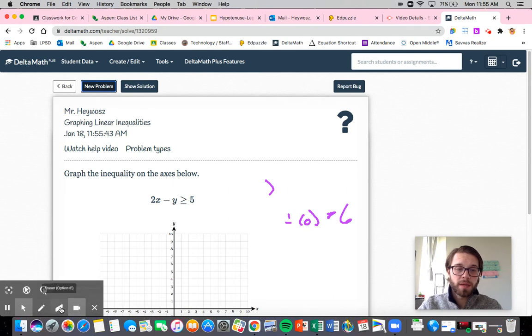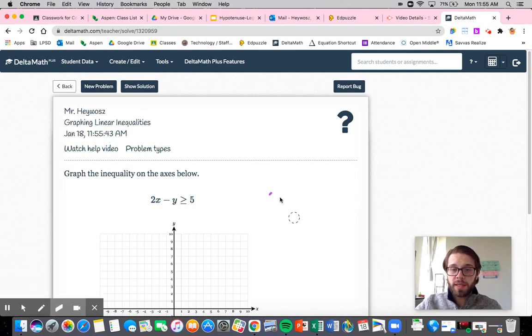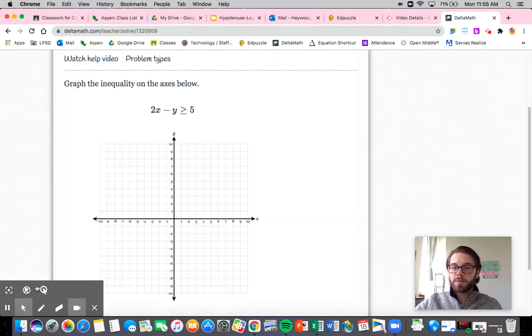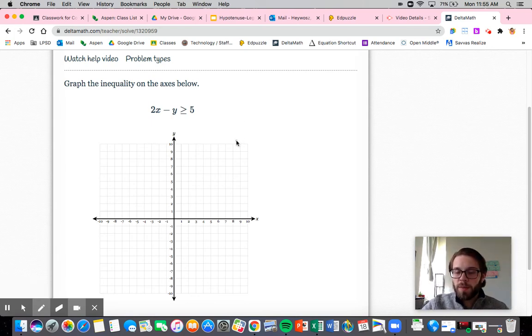Ooh, I like this one. So let's remind ourselves, we have this in standard form. There's a couple things that we can do here. We can either graph it by getting it in terms of slope-intercept, or we can find the intercepts, right? So how do I find the intercepts? I set them equal to 0.